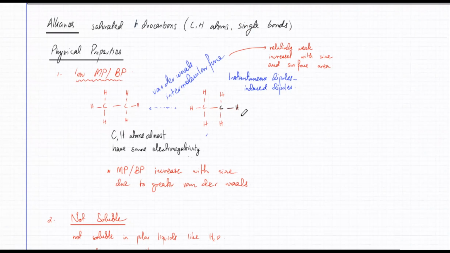TK, no idea why this. So they were saturated hydrocarbons, which meant that they had carbon and hydrogen atoms only and single bonds. TK, just hold on 1 second.